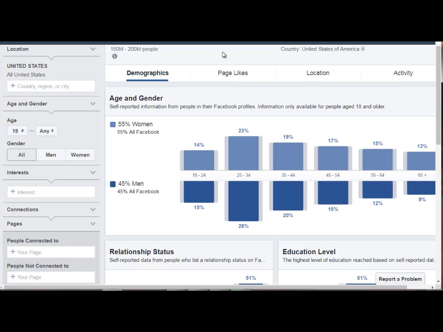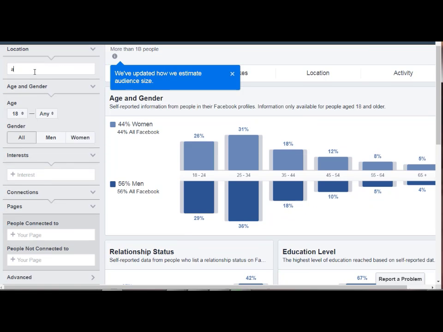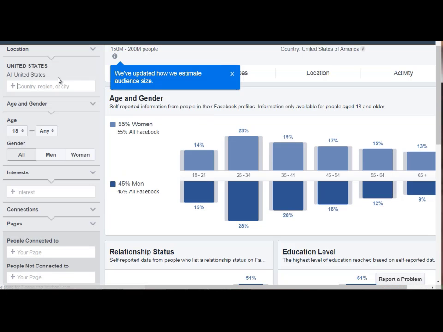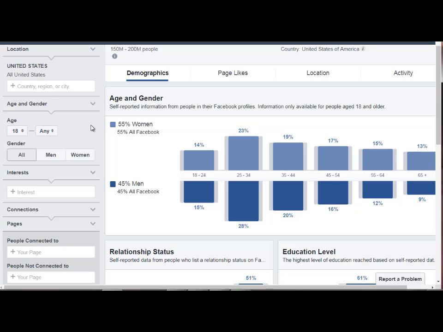Okay, so up at the top, we have location. I'm going to keep it at United States, but if you click this X here, you can actually change it to something else, like Australia. But in this case, we're going to do United States. And the next thing you can do is age and gender. So if you're targeting a niche that is mainly women, then you're going to want to click women here. But if it's mainly men, you want to click men here. And of course, if you're trying to target everybody, then it can be all, male and female.